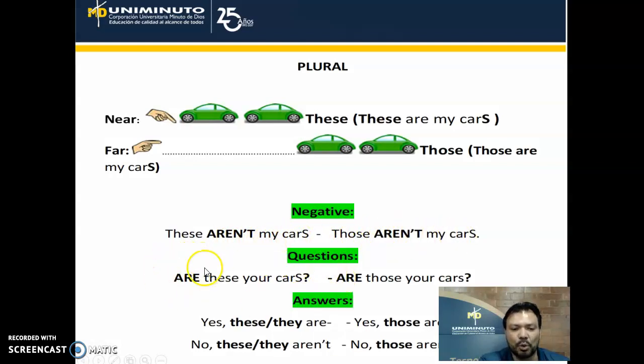In a yes-no question, "Are these your cars?" You say, "Yes, these are," or you can say, "Yes, they are." "Are those your cars?" You say, "No, these aren't," or you can say, "No, they aren't." In the other question, you can say, "Are those your cars?" "Yes, those are," or "No, those aren't."